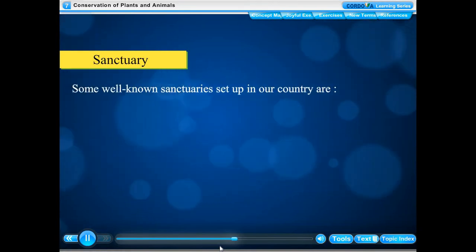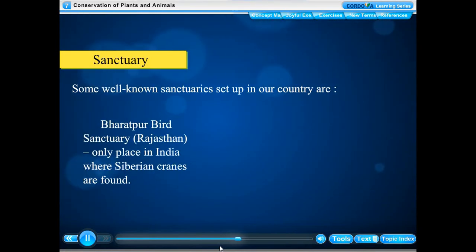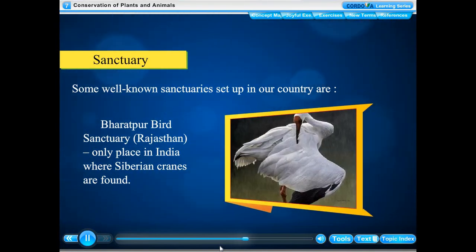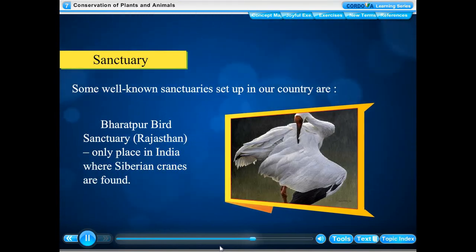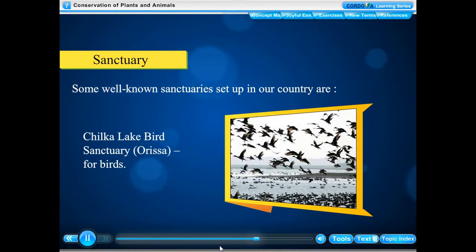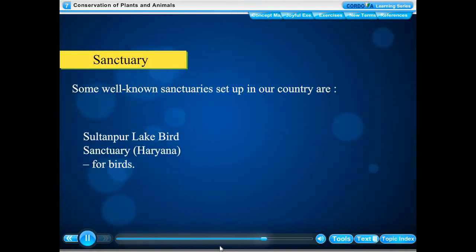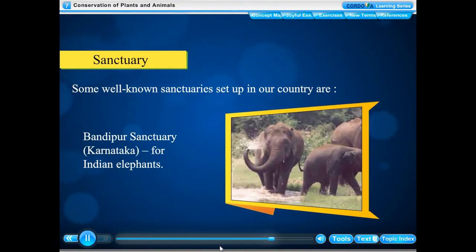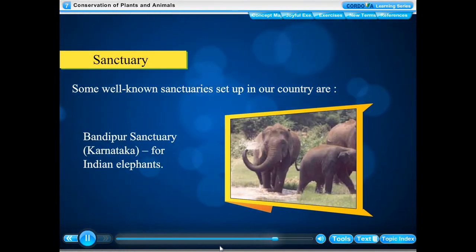Some well-known sanctuaries set up in our country are Bharatpur Bird Sanctuary, Rajasthan. Only place in India where Siberian cranes are found. Chilka Lake Bird Sanctuary, Orissa, for birds. Sultanpur Lake Bird Sanctuary, Haryana, for birds. Bandipur Sanctuary, Karnataka, for Indian elephants.